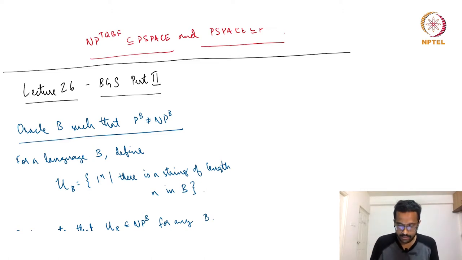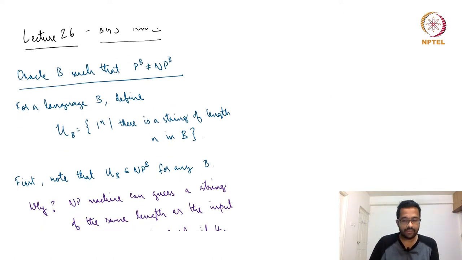So the second part is more interesting than the first. Because the goal is to construct a language B such that P to the B is not equal to NP to the B, right? And to do this construction, we will rely on diagonalization ourselves. So this is very interesting because we are trying to show that diagonalization does not really work in order to settle P versus NP. But interestingly, the proof that shows that diagonalization does not work is actually relying on diagonalization itself, right? So that way it's extremely interesting.